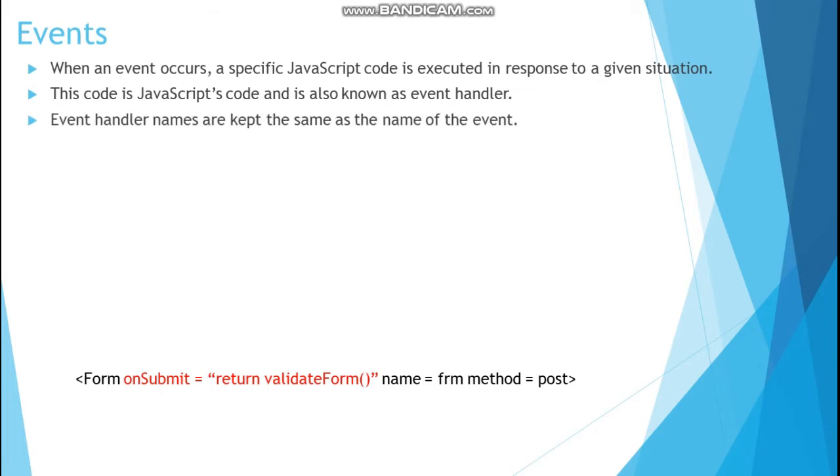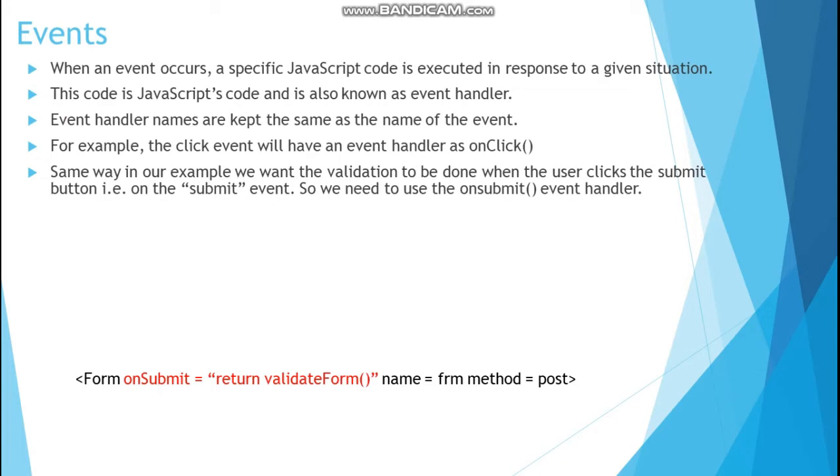Event handler names are kept the same as the name of the event. For example, the click event will have an event handler as onclick. So if you want to handle the click event, then the name of the event handler is onclick. Same way for submitting the form, the name of the event handler is onsubmit. So in our example, we want the validation to be done when the user clicks the submit button, that is on the submit event. So we need to use the onsubmit event handler.